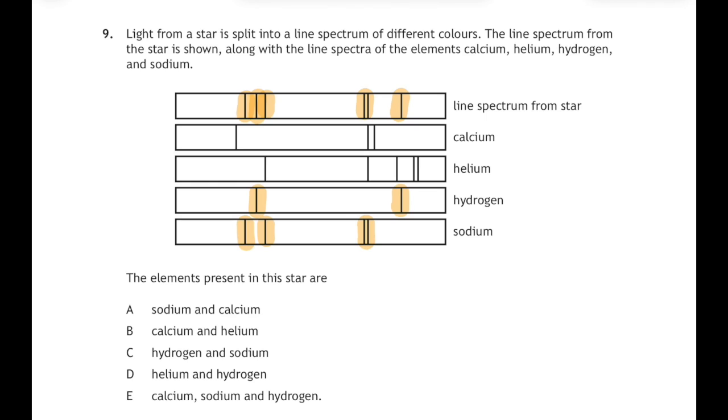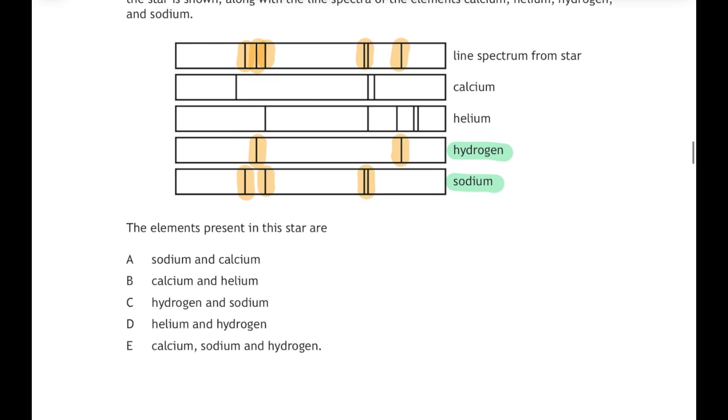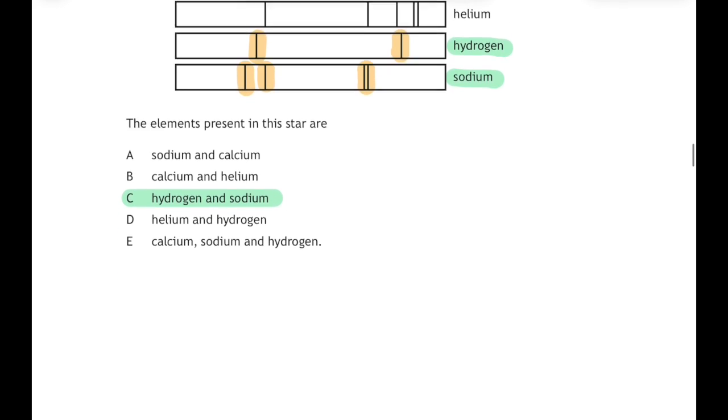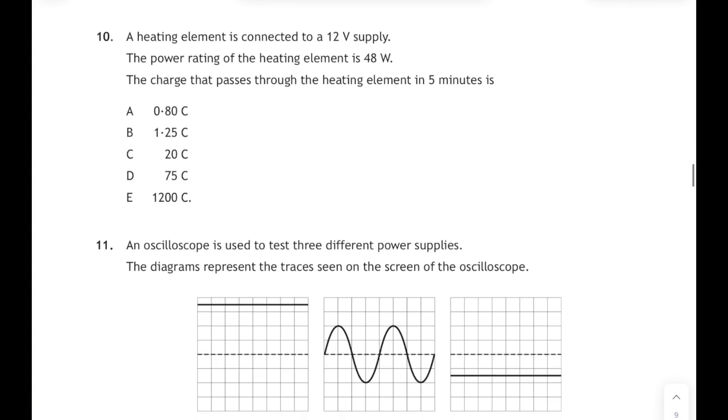There's no helium, there's no calcium in that star. So hydrogen and sodium only, and that corresponds to answer C. That's 9C. That's all the dynamics and space questions, so now it's on to electricity.